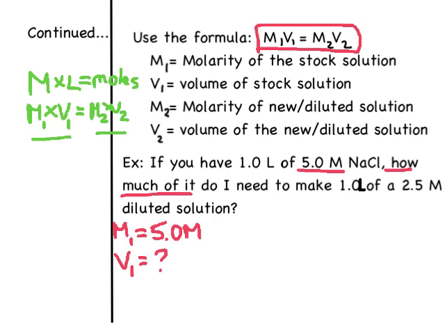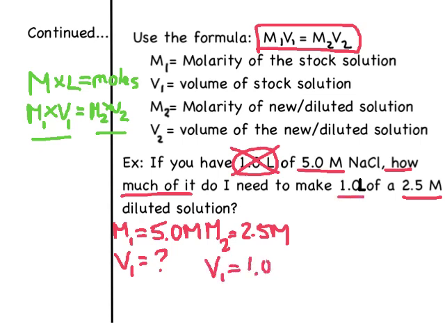A lot of times when you have these types of questions, it will give you how much you have in the beginning, but we actually don't need that. It's kind of there to trip you up, so I'm giving you a heads up right now. If it tells you that you've got 2 liters of this molarity solution, how much do you need of it? You don't need to use that number. All right, M2 is 2.5 molarity, because we need to make a 2.5 molarity solution in the end, and it says that we need to have 1 liter of it. So we have our variables set up.